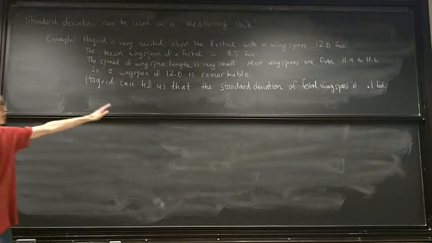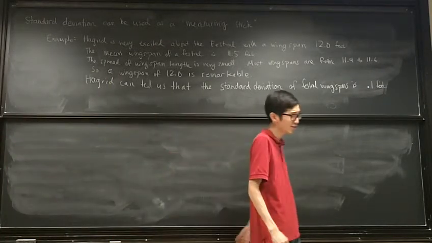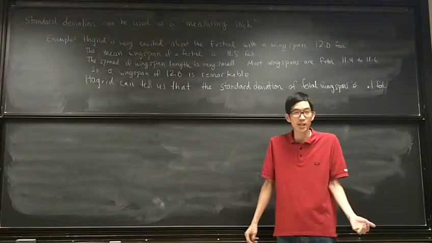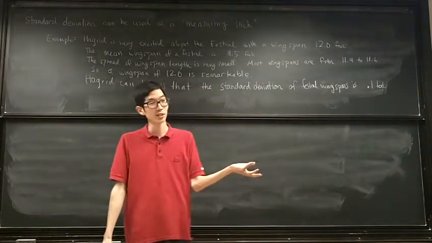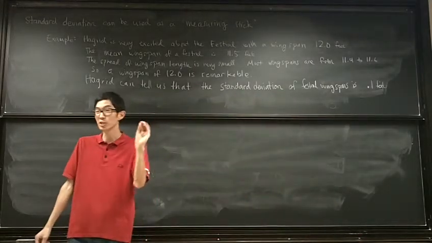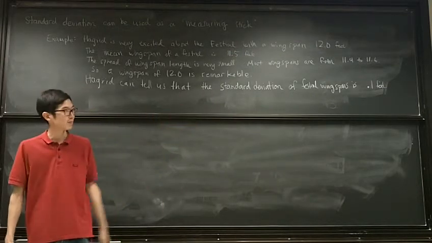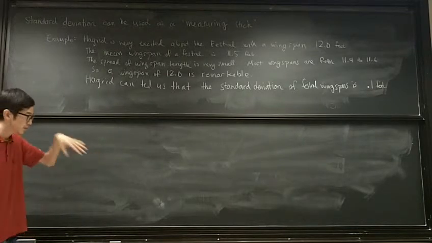Okay, so does this make sense? At first when you hear the average wingspan is 11.5 and this wingspan was 12, that's only half a foot more. At first it doesn't seem very impressive. But once you learn that the standard deviation is very small, then you can appreciate how different this one is, right? I hope that makes sense.